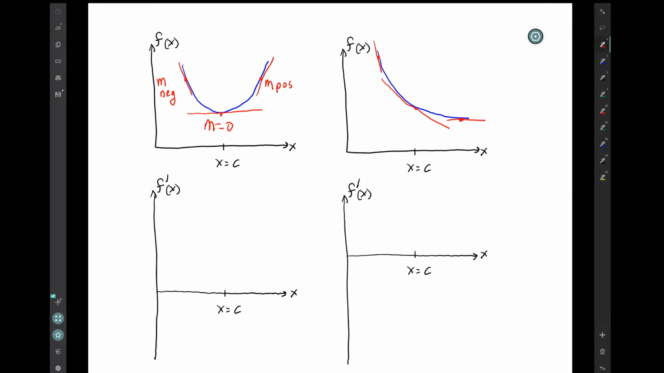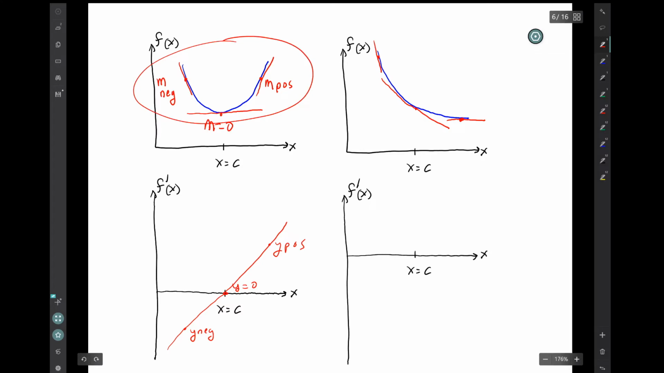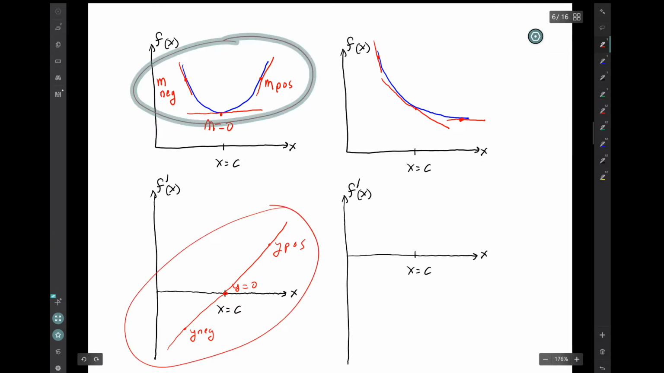That means for the first function, the derivative will have a negative y value here, we'll have a 0 y value here, and we'll have a positive y value here. Because remember, the numbers that are the slopes of the tangent lines on the function are the numbers that are the y values on the graph of the derivative.